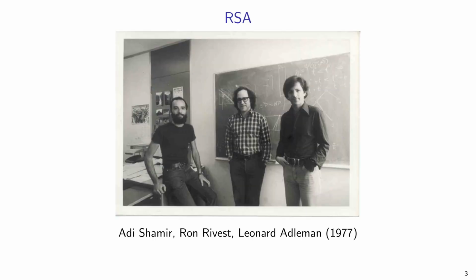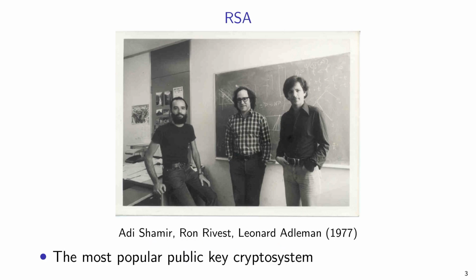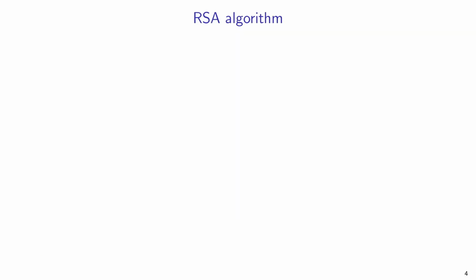So the focus of this lecture is the RSA algorithm, which was invented in 1977 by these three gentlemen. So RSA stands for Rivest, Shamir, and Adleman. This is the most popular public key crypto system, and the good thing about RSA is that it is relatively simple. So let's look at how it works. So the RSA algorithm. Again, whenever we are talking about some crypto system, we have to describe how to generate the keys, how to encrypt, and how to decrypt.